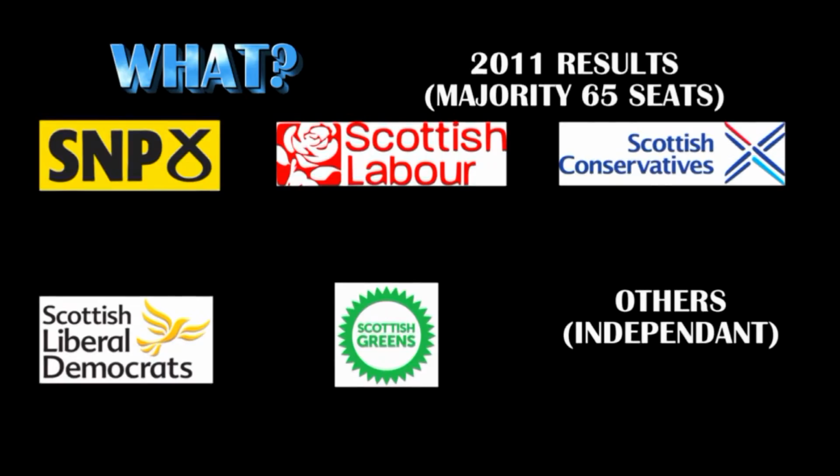This election saw the SNP defending a majority government. The seats before the poll were as follows: the SNP had 69 seats, Labour had 37 seats, the Conservatives had 15 seats, the Liberal Democrats had 5 seats, the Green Party had 2 seats, and the others had 1 seat. That was an independent candidate.